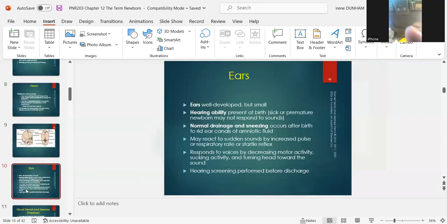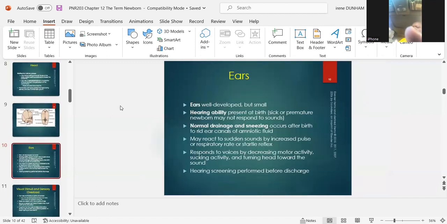Okay, now let's move on to the ears. Ears are small, but they're well developed. They have everything, and babies can hear at birth. Maybe premature or really sick babies, unfortunately, may not respond to sounds in the beginning. But normally, this is a normal term newborn that we're dealing with in this chapter, and they do hear. We'll test every baby before they are discharged. We want to make sure every one.